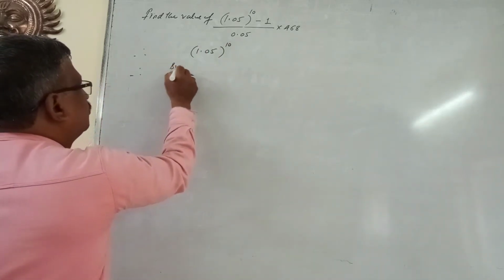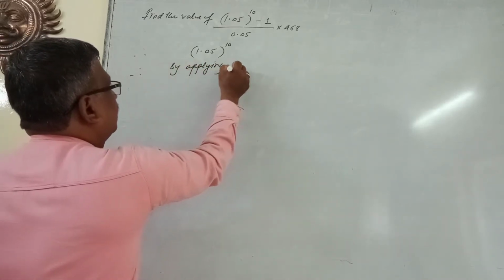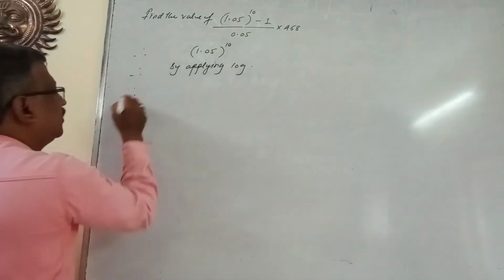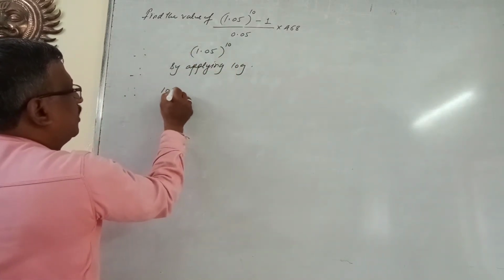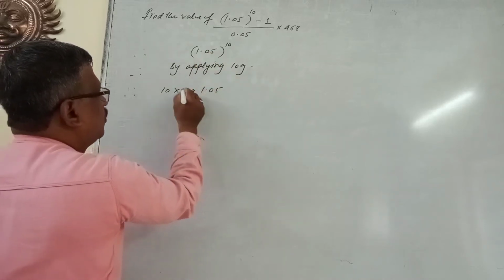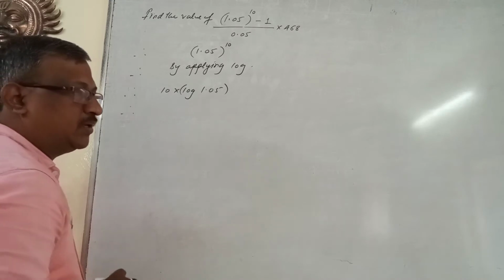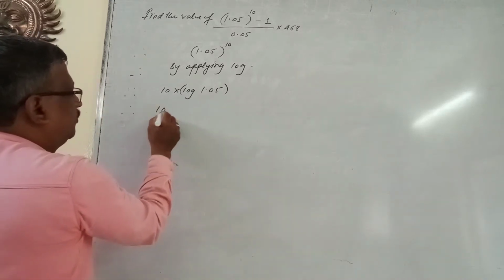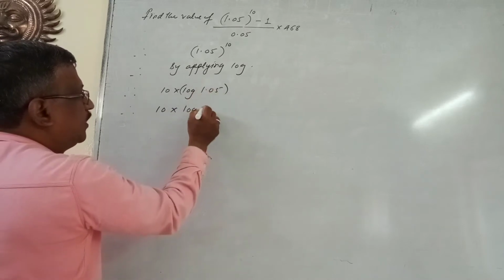So here you say, by applying log, you apply the log. When you apply the log, shift this power to this side, it becomes multiplication, that is 10 into the log of 1.05. So keep this 10 as it is, into, and first you find out the log of 1.05.